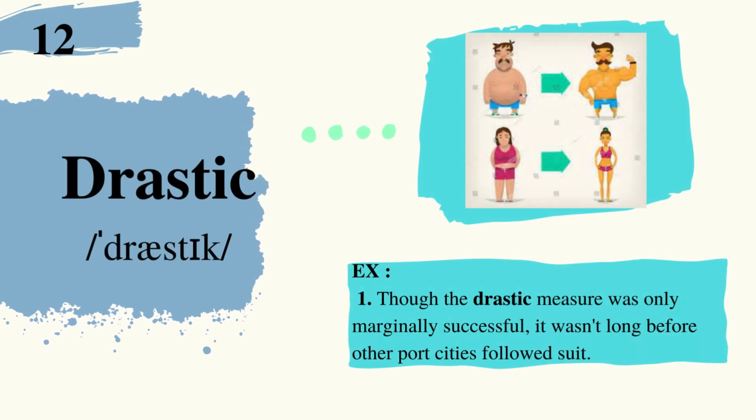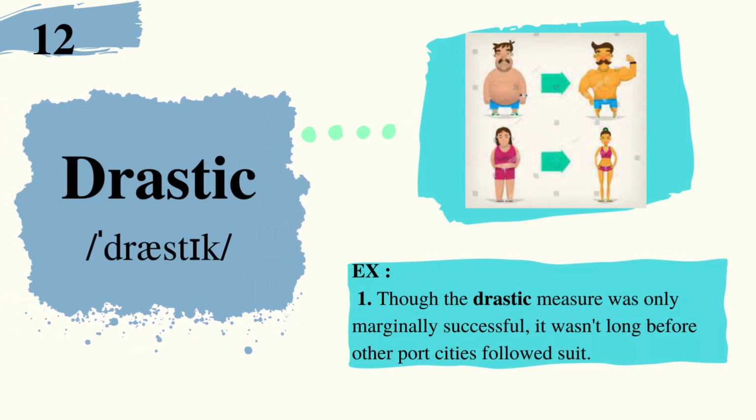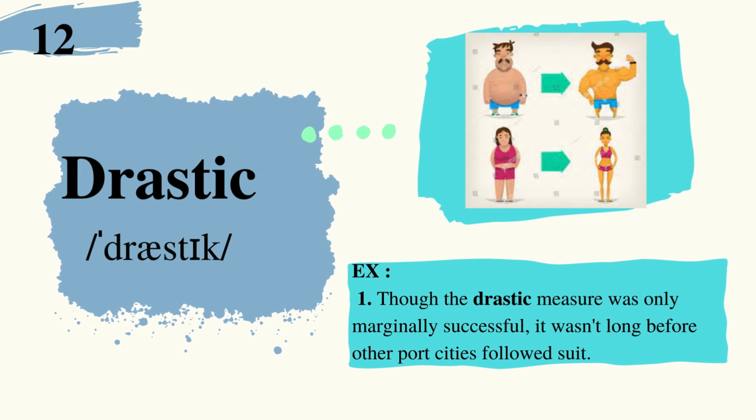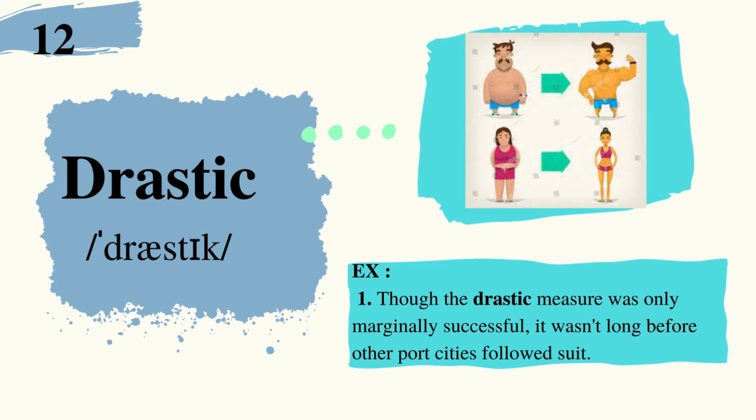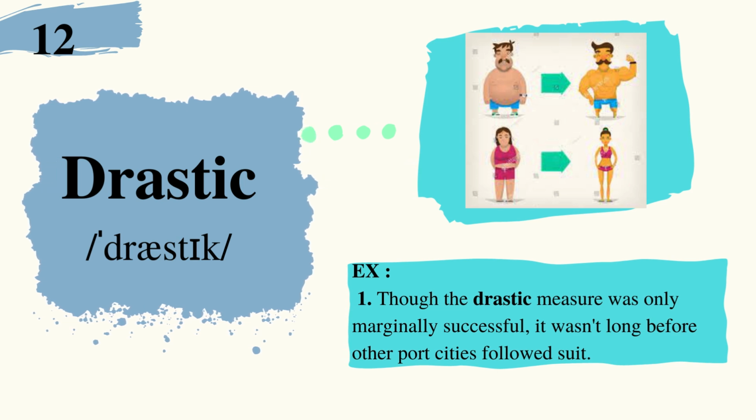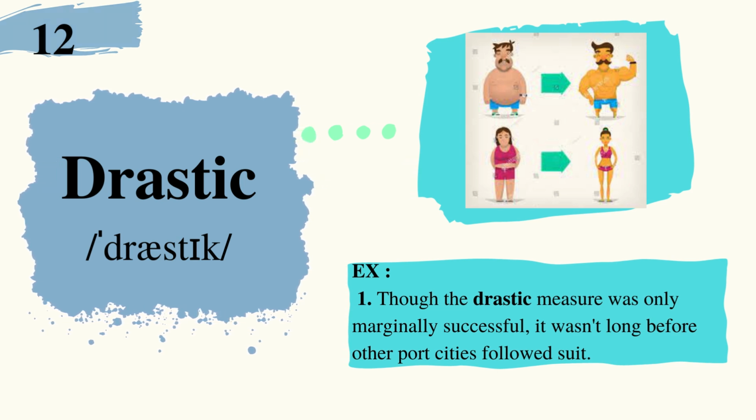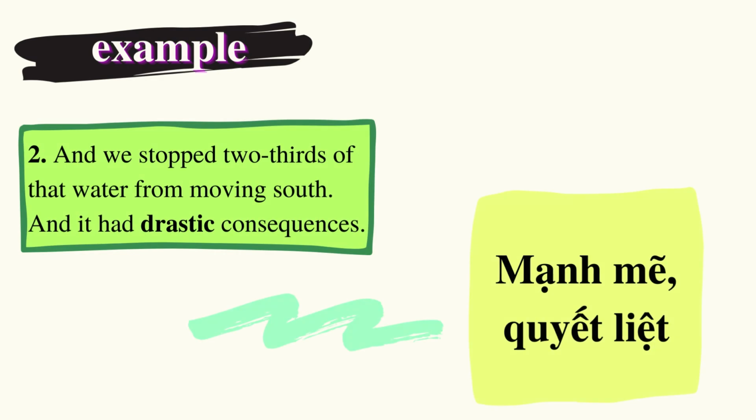12. Drastic. Example. Though the drastic measure was only marginally successful, it wasn't long before other port cities followed suit. And we stopped 2/3 of that water from moving south, and it had drastic consequences.